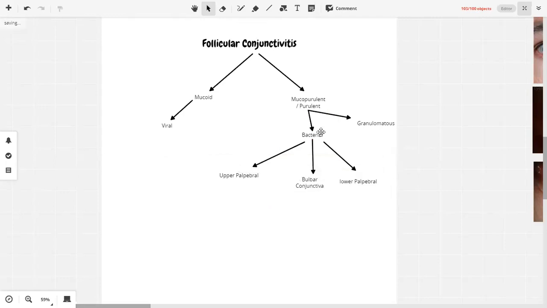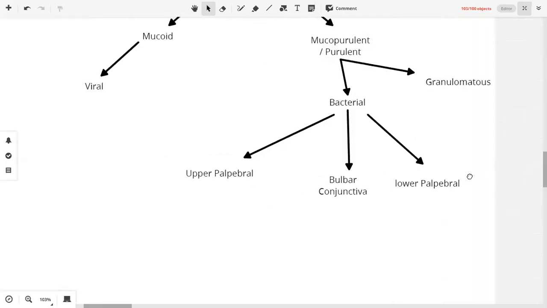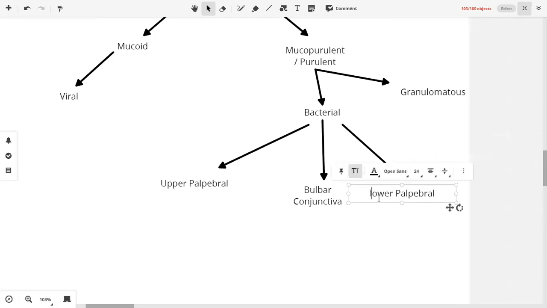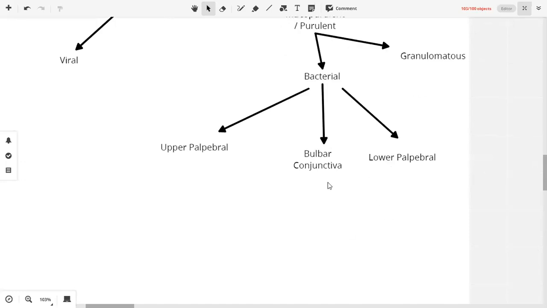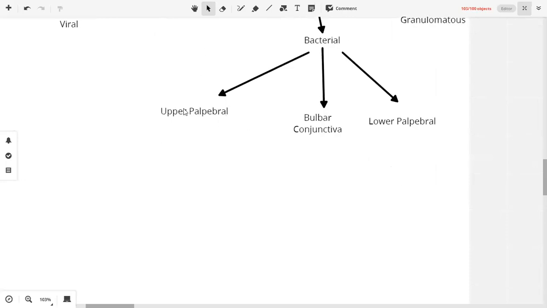Now you have to remember that when I say upper palpebral and lower palpebral conjunctiva, it does not mean that they are present only at these places. It means that the quantity is greater at the upper or lower palpebral conjunctiva. So if the follicles are present in a greater amount at the upper palpebral conjunctiva, our diagnosis will go towards which specifically? Trachoma. Yes, that is correct. We will go towards trachoma because it is characteristic of trachoma to have more follicles in the upper palpebral conjunctiva.